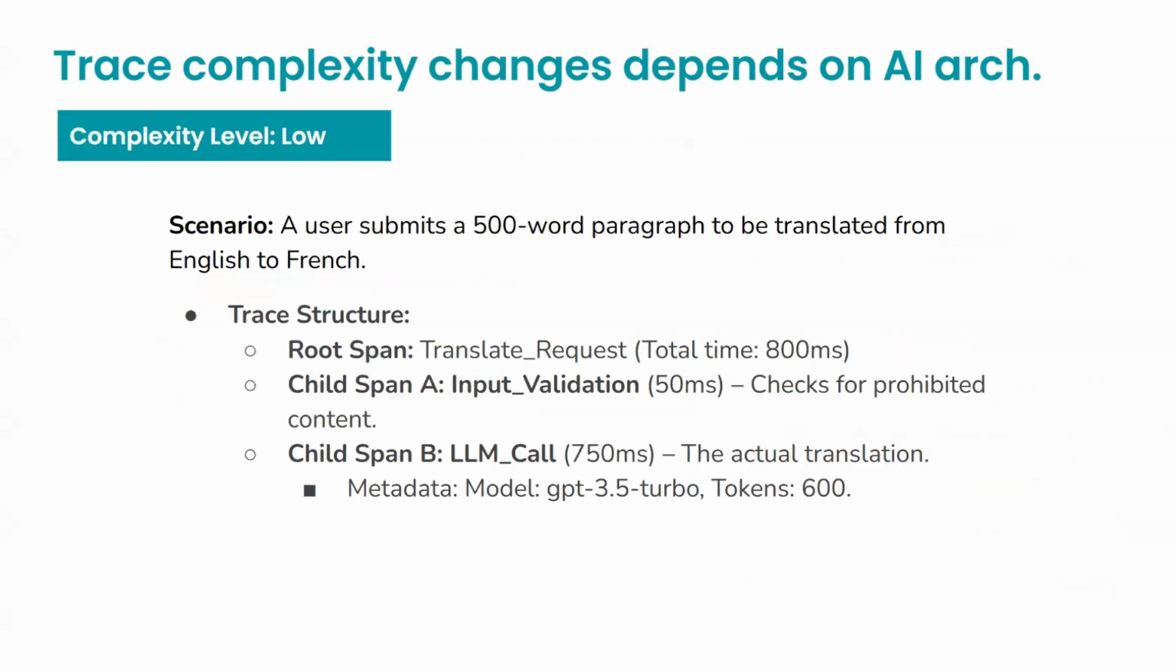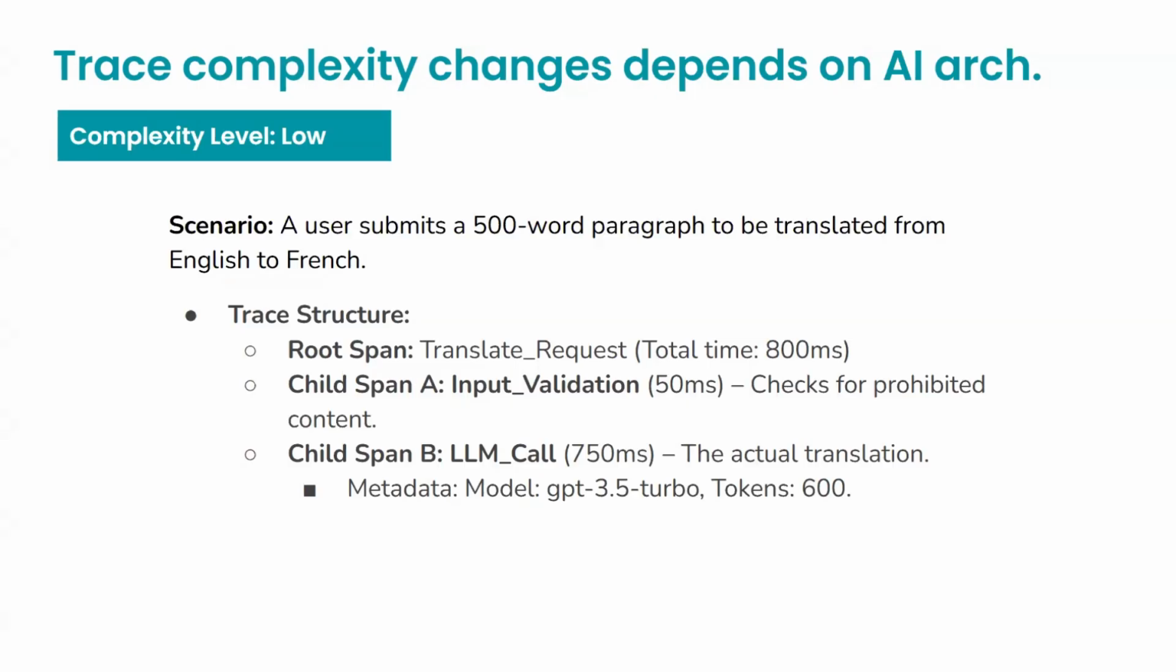Now that we understand what a trace and spans look like, let's take it one step further. Trace complexity is not constant. It depends heavily on the AI architecture you are using. In this slide, we are looking at a low complexity scenario just to build intuition. Let's start with the use case. A user submits a 500-word paragraph and asks for a translation from English to French. This is a fairly straightforward task. There is no retrieval, no multi-step reasoning, no tool usage. So naturally, the trace structure is going to be simple.